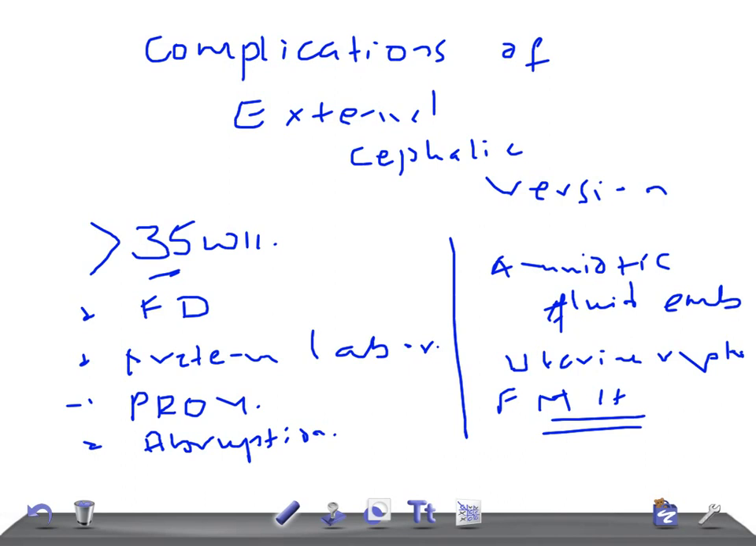And what are the complications of this ECV? Fetal distress, preterm labor, PROM, that's premature rupture of membranes, abruption, amniotic fluid embolism, uterine rupture, that's rare, and feto-maternal hemorrhage.